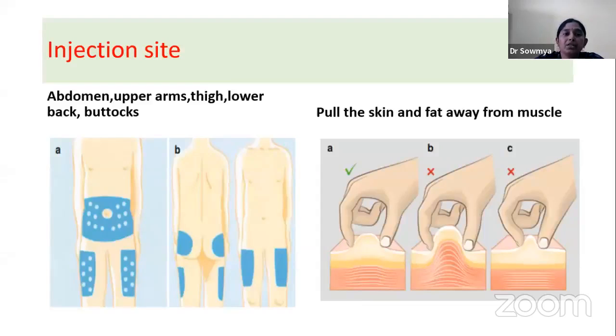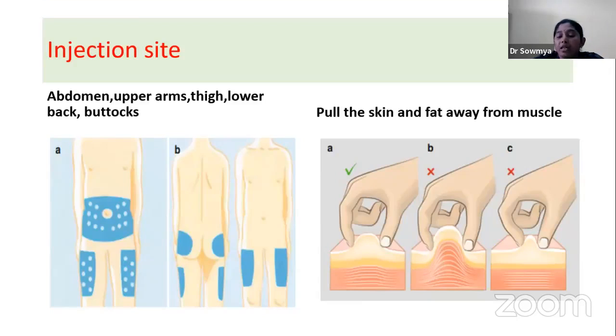So coming to the injection site. What are the injection sites? Usually the abdomen, upper arms, thigh region, lower back region and buttocks. All these are the injection sites. Whenever we are going to inject the insulin, we have to pull the skin using the index finger and thumb. But we should not pull too much so that the muscular layer also gets included. We have to deposit the insulin in the fat, not in the muscle.